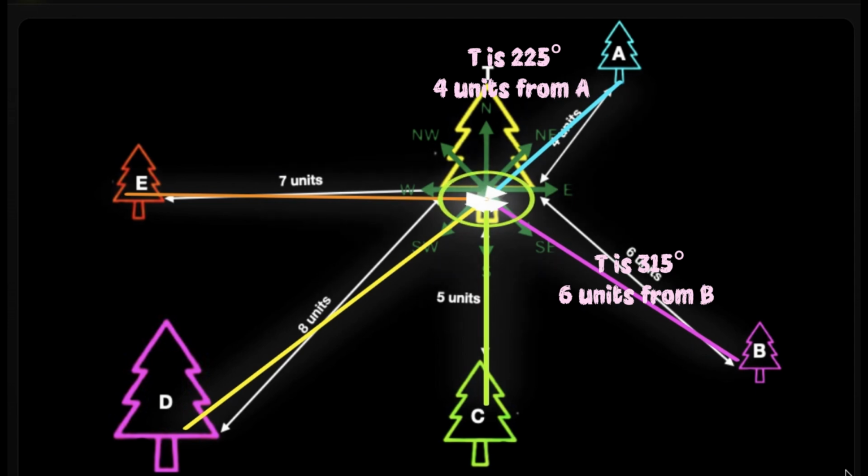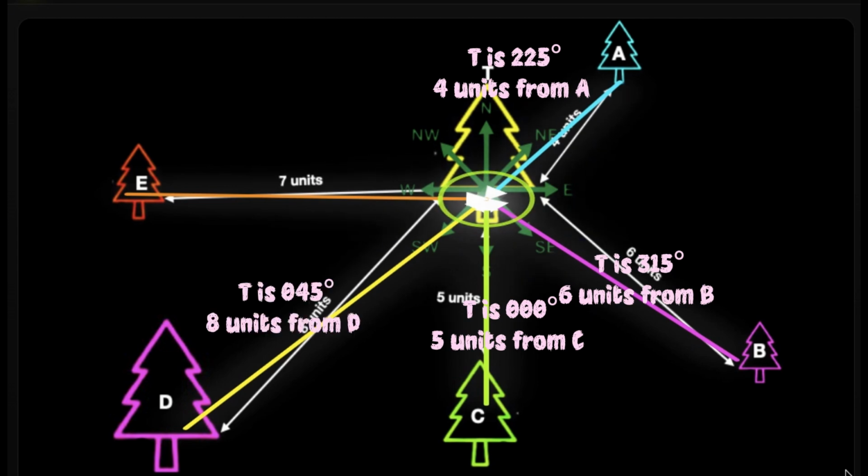From tree C, tree T is north, so the bearing is 000 degrees, at a distance of 5 units. From tree D, tree T is northeast, so the bearing is 045 degrees at a distance of 8 units. From tree E, tree T is east, so the bearing is 090 degrees at a distance of 7 units.